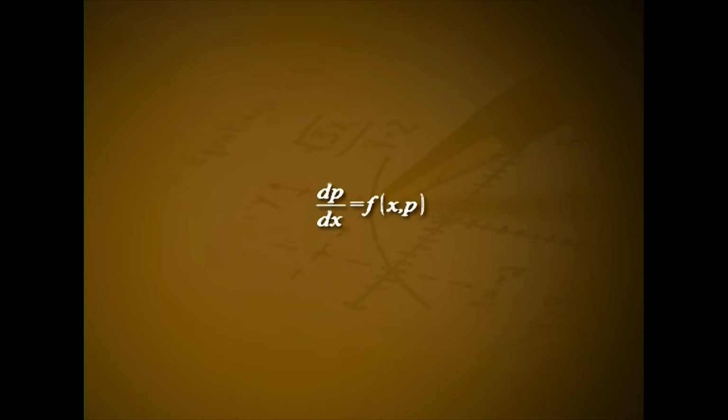Then the equation gets transformed as dp by dx is equal to f of x comma p, which is only a first order equation. Solving this transformed equation, we get dy by dx is equal to phi of x comma c1. Again, solving this equation, we get y is equal to psi of x comma c1 comma c2.